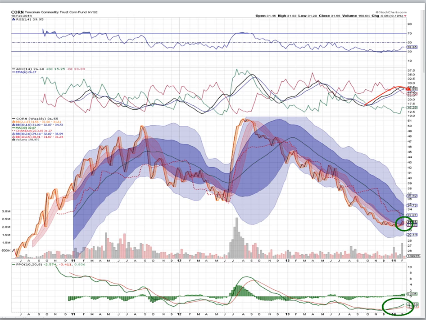The first one to look at is a long-term swing trade that we've been taking, and this goes back to 10 February 2014, and the symbol is corn, C-O-R-N, a commodity exchange traded note. And this is a 3-year chart looking at weeklies.